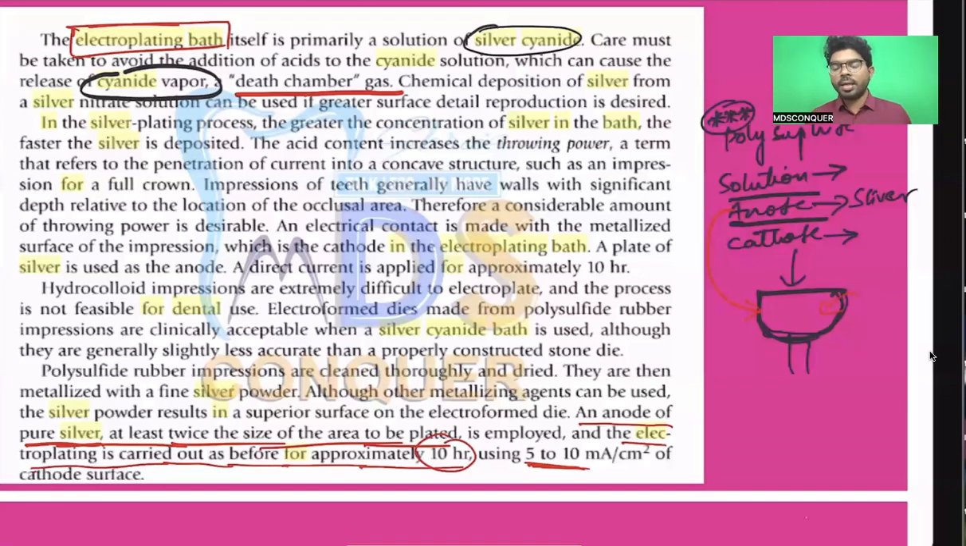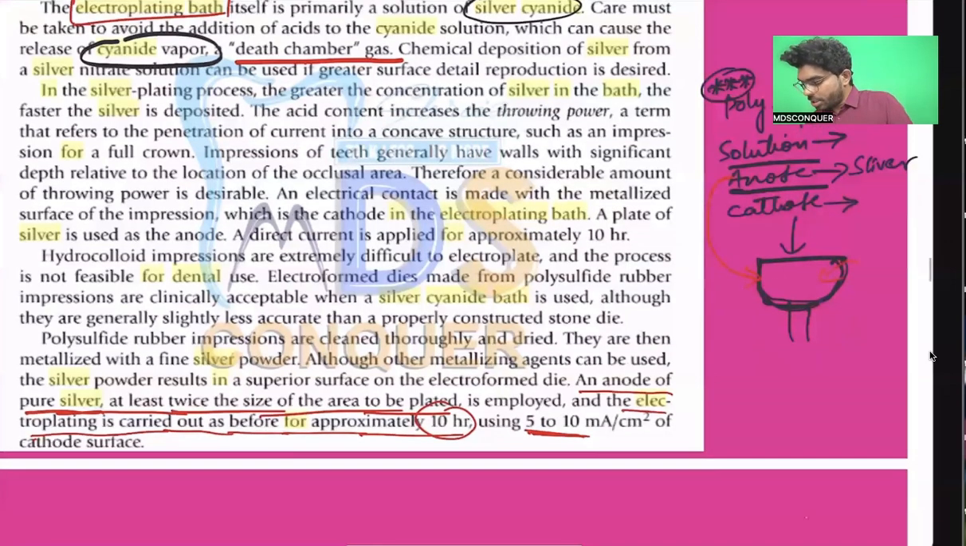Okay, clear? Here the concept of what is anode, what is cathode, which materials are basically used, that is your polysulfide, and where the deposition will occur were the questions given in the last few years. The answer is cathode, where the deposition is going to occur.